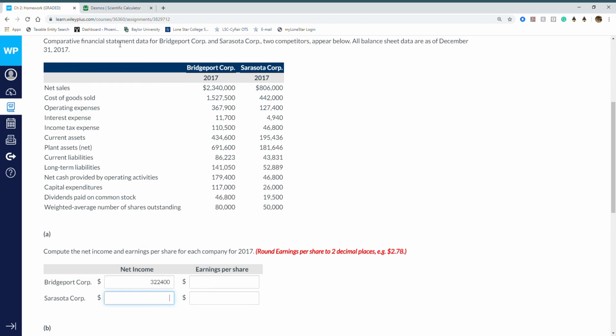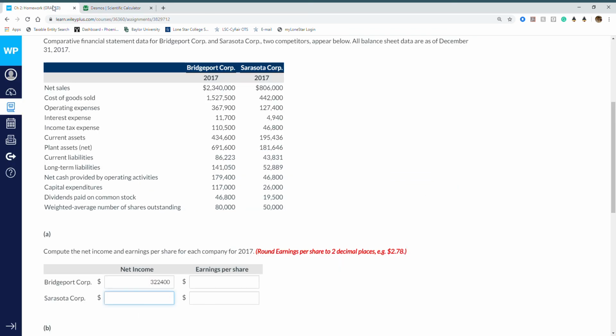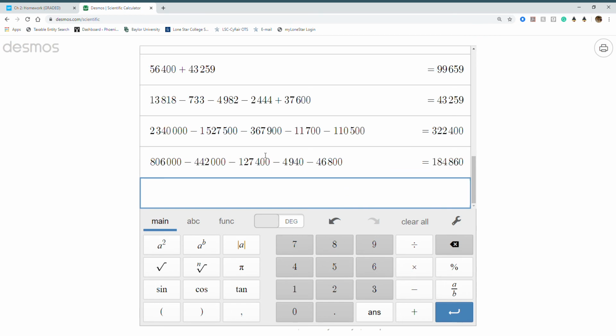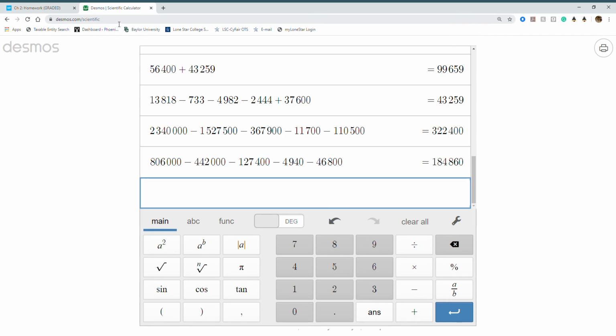And 4,940. I actually kind of like this problem. It's actually doing a comparative, which is pretty good. 46,800. Okay, 184,860. Sure, I put that. Yep.